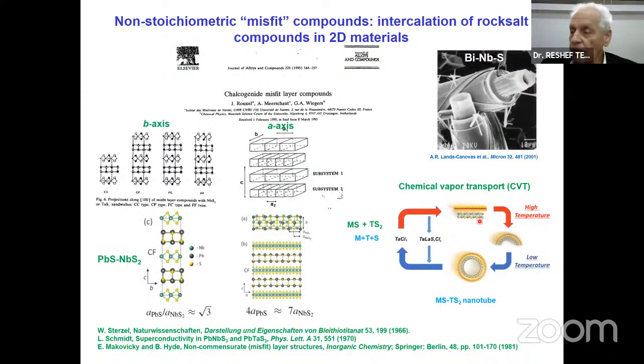And how can we make them? By several techniques, but the most useful one is chemical vapor transport. So you take a little bit of tantalum chloride, you add to tantalum sulfide and molybdenum and lanthanum sulfide or samarium sulfide or lead sulfide or selenides, and by heating at the top and cooling at the bottom, by gradient, you slowly get the nanotubes. You accumulate the nanotubes at the bottom.